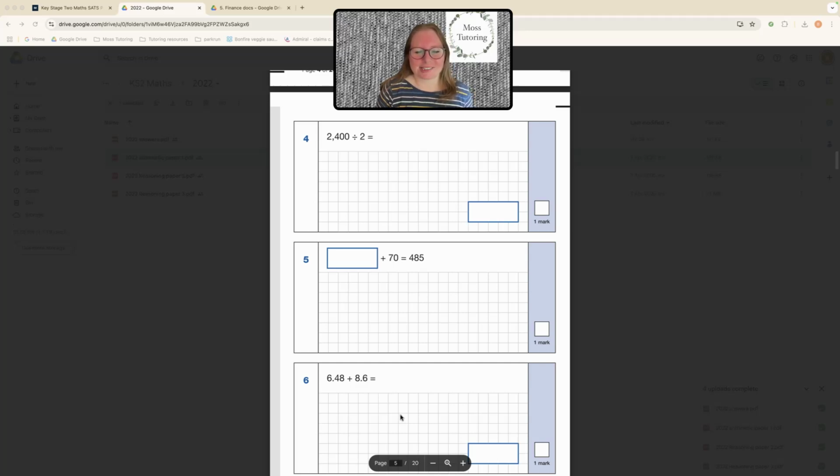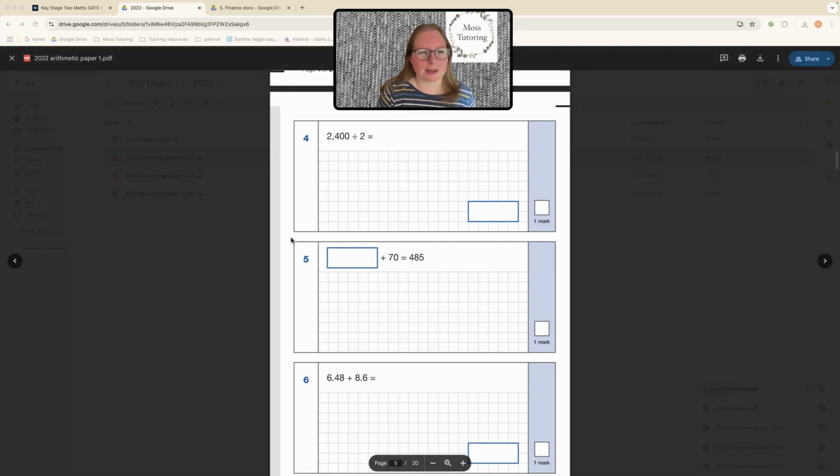Okay, so how did you get on? So how I would do this, if I'm not quite sure, I could take off 2 zeros and do 24 divided by 2, which is 12, then add the 2 zeros back on the end. Or you could even do some bus stop method if you're not 100% sure, or half of 2,400 is 1,200. Okay, let's take a look at number 5.